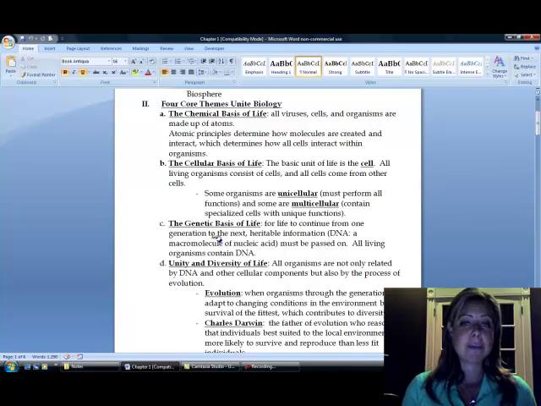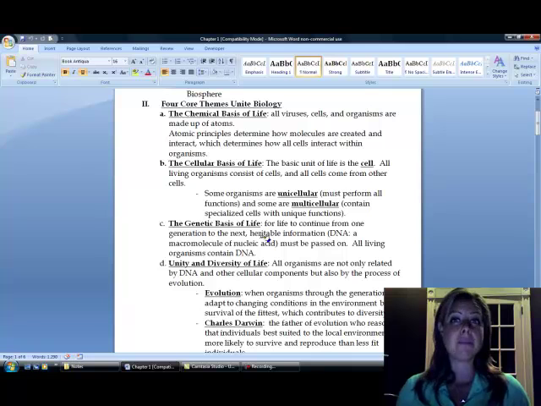Third thing, the genetic basis of life. That means that anything that's living has DNA. That's something we all have in common. As you'll see later when we get into the DNA stuff a little bit deeper, we all share the same genetic code, whether you're a bacteria, a plant, an animal, whatever it is. We all have that same basic genetic code. If you think about it, that's a really good argument for evolution.